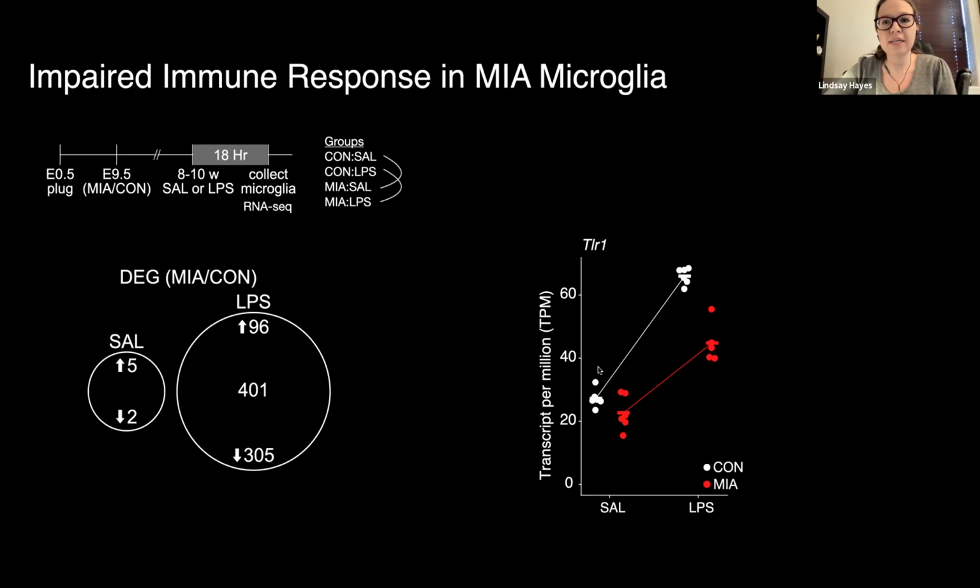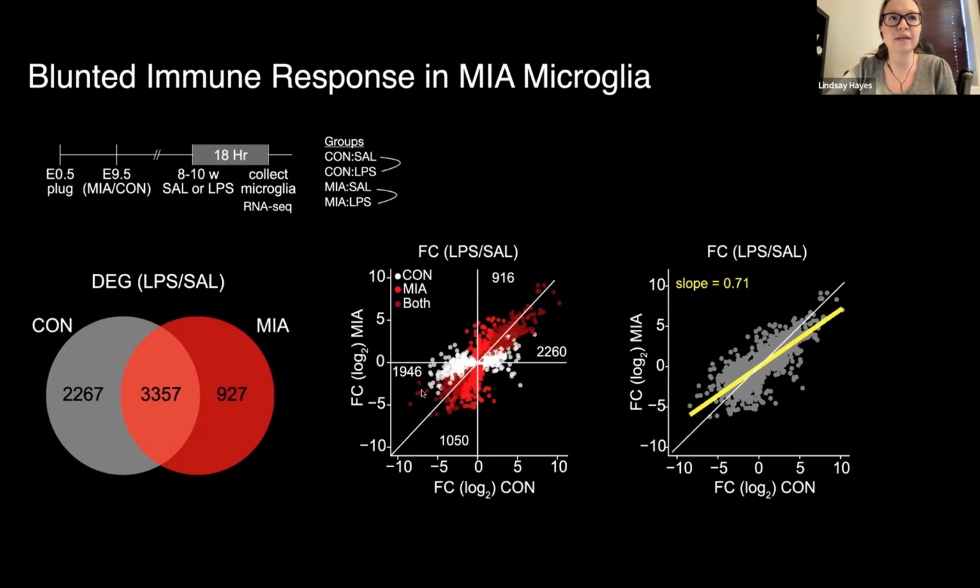Showing you an example here in TLR1, you can see at baseline, there's not much of a difference between control and MIA, but now in response to LPS, this gene gets induced, and in MIA, we see a reduction in this gene. And this was sort of a trend we saw across lots of different genes. So these data really indicate an immune activation program that's impaired in MIA microglia.